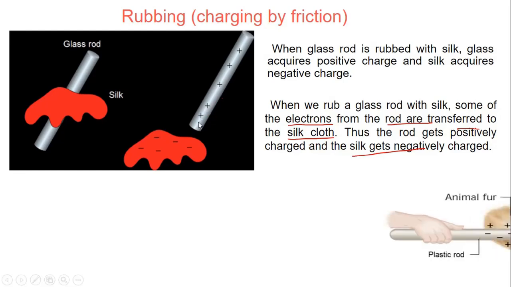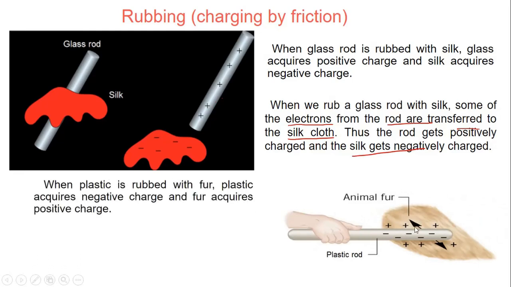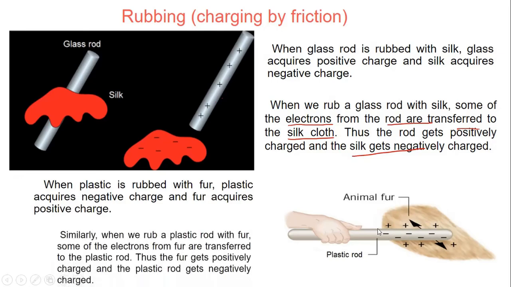Similarly, if we rub animal fur against a plastic rod, what we will notice is that the animal fur will gain the positive charge and the plastic rod will gain the negative charge. Now you can answer this question: why does animal fur become positively charged? Because it has donated or transferred some of its electrons to the plastic rod. Thus, the plastic rod which accepts the electrons becomes negatively charged, and animal fur which has donated the electrons becomes positively charged.